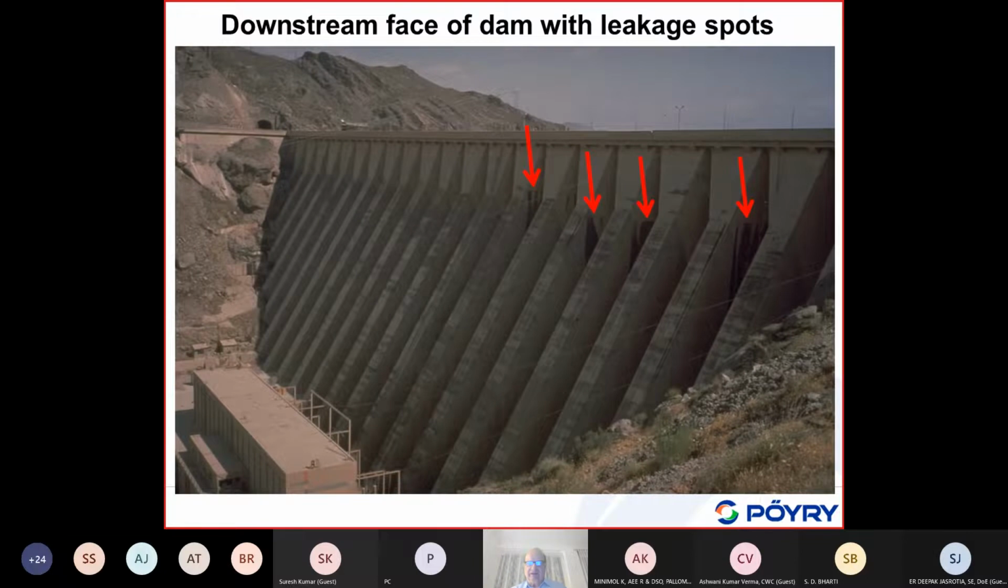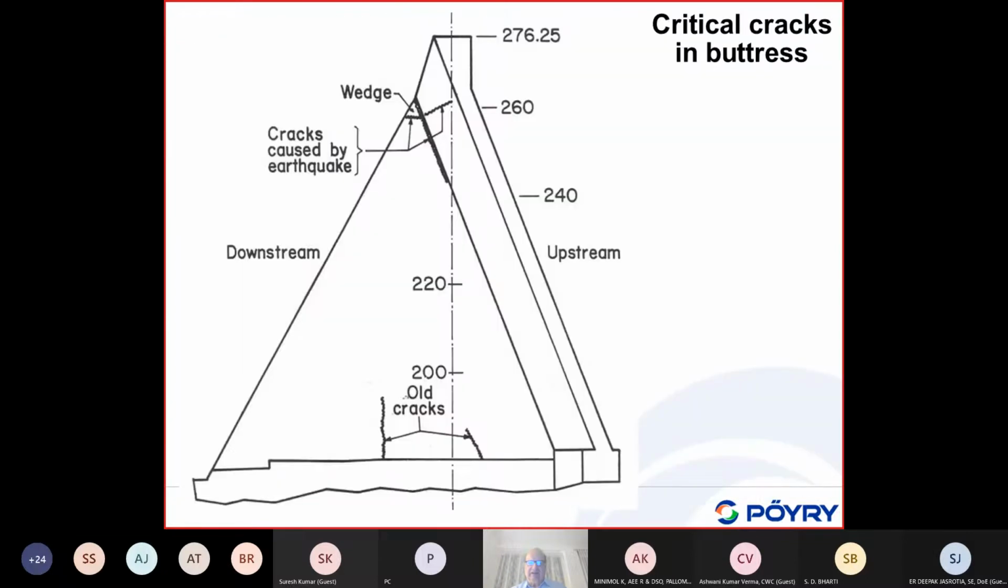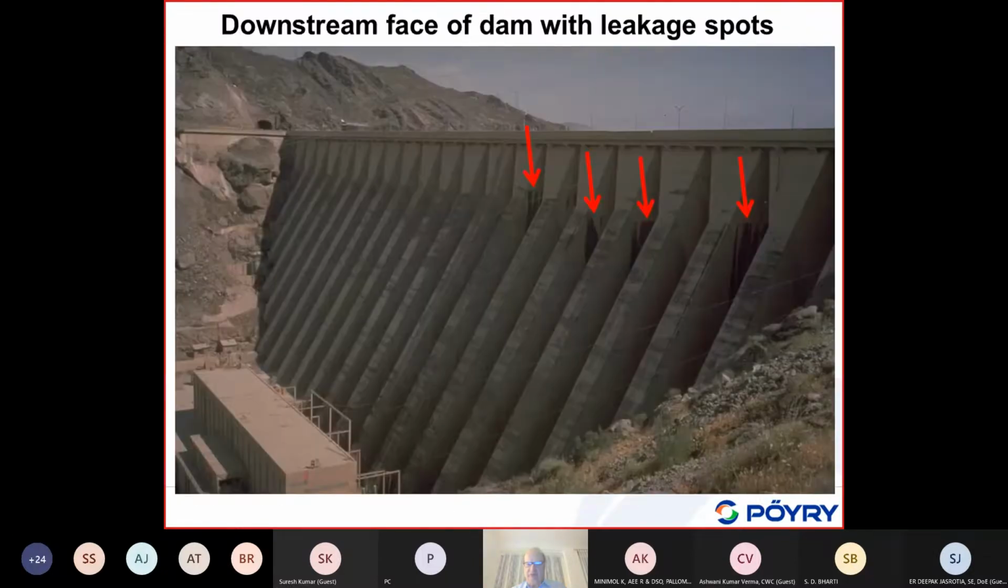This is another view which shows it more clearly. We have here the web, and some leakage here and here. It all indicates that we have cracks propagating from upstream to downstream. So the dam is completely cracked. That is lesson number one we could learn from here.